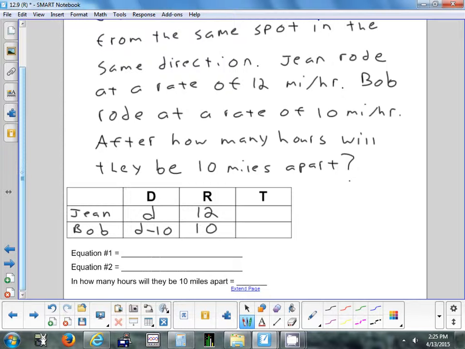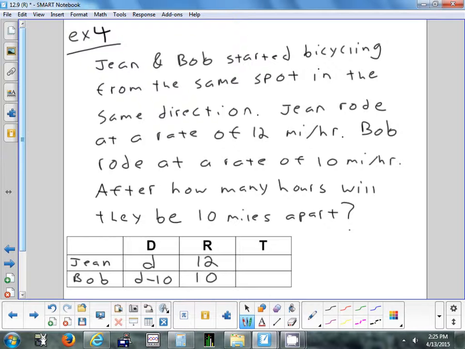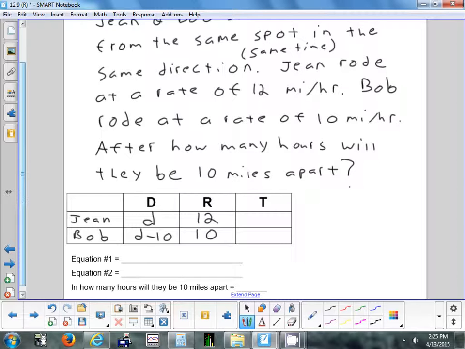What about T in this case? There is no T. T is our variable, and it's going to be the same in both. The reason is because they're both starting at the same time. Is one person starting later than the other? Same spot, same direction. They're starting at the same spot. I should even put in there, starting at the same time. So if Gene rides for 6 hours, Bob rides for 6 hours. They're both riding for the same time. One's going faster than the other. So how should we represent time? T. T. And T.